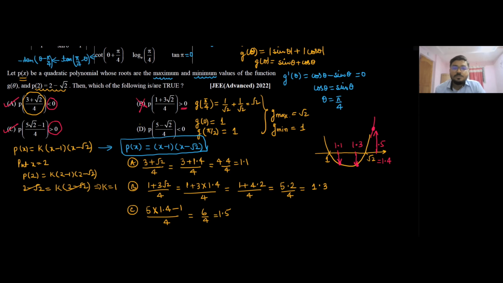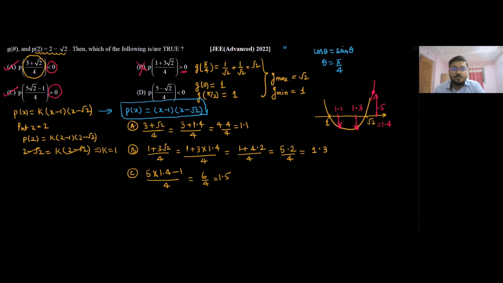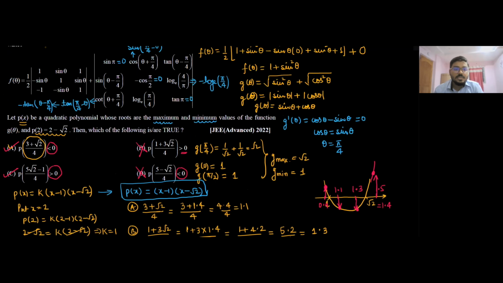Now the last, fourth option we have to check. That is (5 minus root 2) divided by 4. So 5 minus 1.4 divided by 4, which is 3.6 divided by 4. So this is less than 1, 0.9. And where is less than 1? Less than 1 will be somewhere here, 0.9. And for that, again, the graph is above, means positive. But here negative is written, means wrong. So finally, the correct options are option A and option C here, A and C.